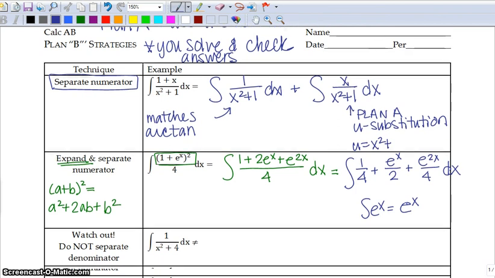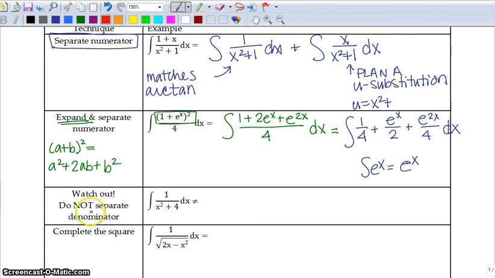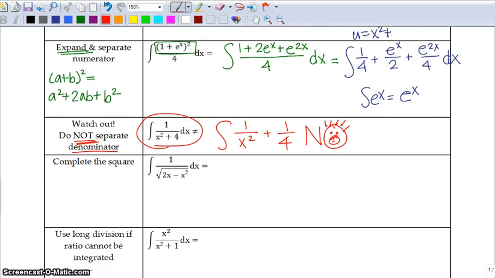Now, caution, so we'll put this one in red, we cannot separate the denominator. So we cannot change this integral into 1 over x squared plus 1 over 4. No. Angry face. Okay, so make sure to avoid that mistake.